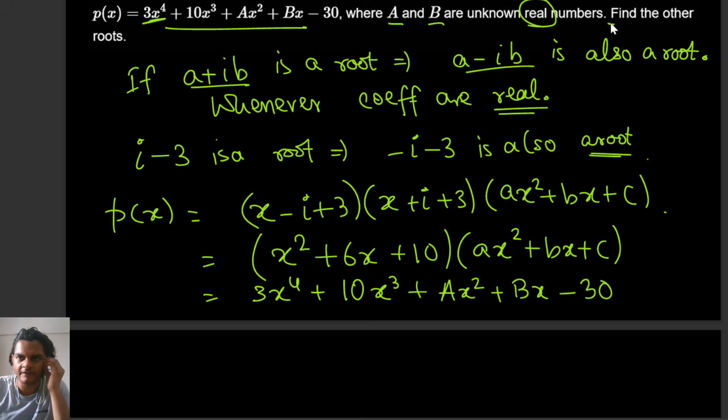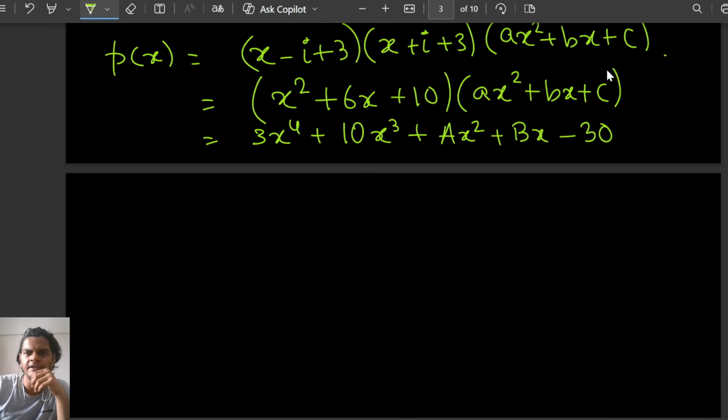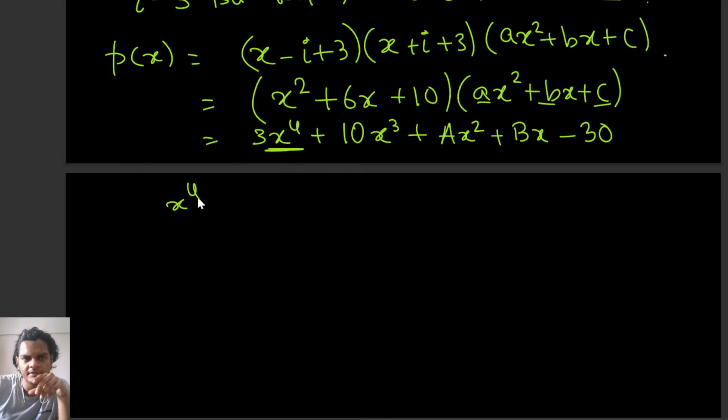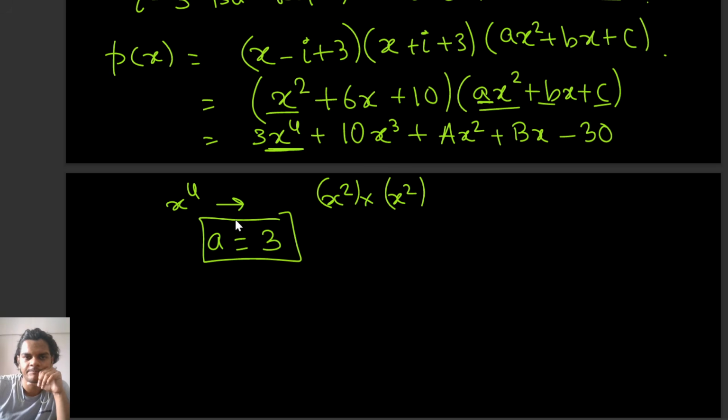What do we need to find? Find the other roots. We don't need to find a and b. We are not interested in that. So to find the other roots, we need to solve this particular equation. So we need to find what a, b, c are. Immediately, the x power 4 coefficient has to be the coefficient of x square into x square, right? x square from the first one, x square from the second one. So a has to be equal to 3.